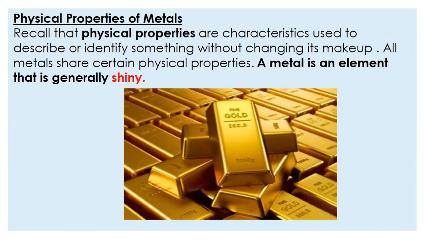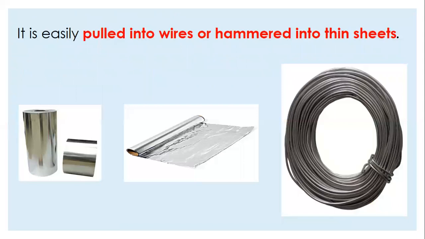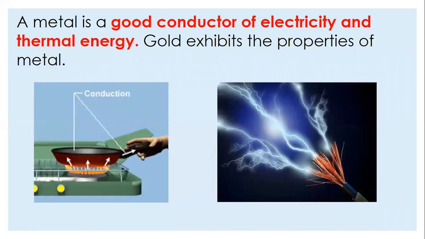Metals have many physical properties that are characteristic to metals, like they are shiny. They can be pulled into wires and I can hammer them and form thin sheets out of metals. Metals make good conductors, so we use them in making wires and cooking pots because they are good conductors of electricity and thermal energy.